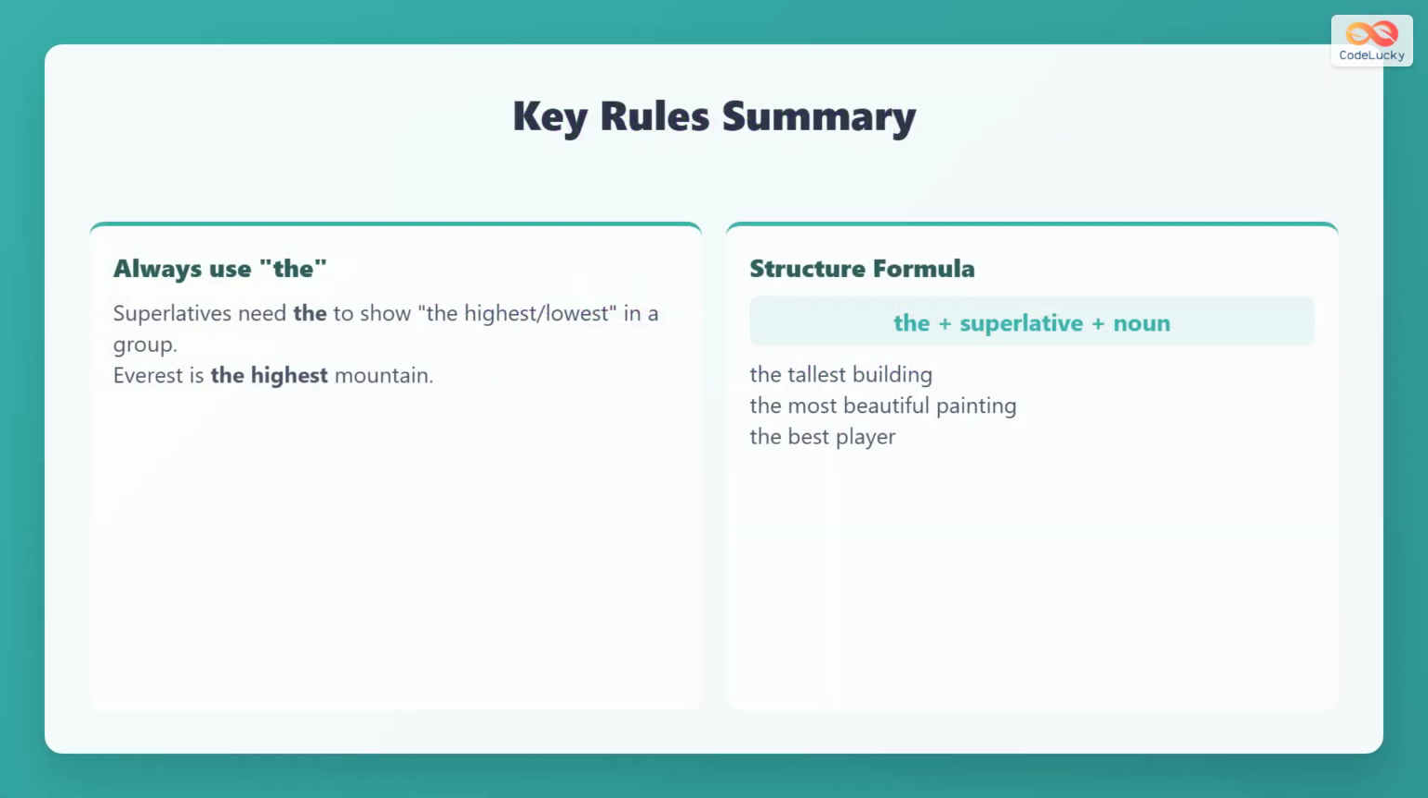Remember, superlative adjectives require the word the before them. The structure is the, followed by the superlative adjective, then the noun it describes. For example, the tallest building, the most beautiful painting, or the best player. These rules help you create clear and correct sentences using superlatives.